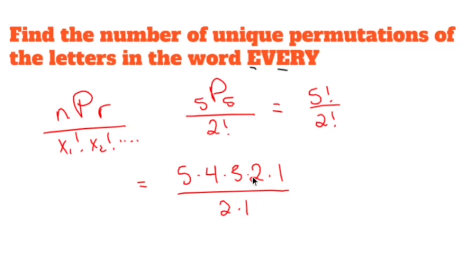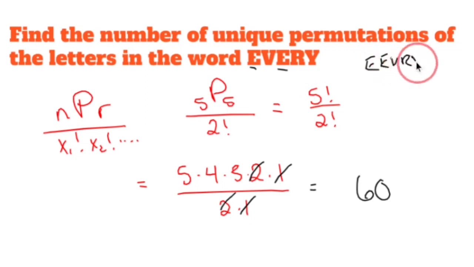Now, if you have something across the top that's the same as the bottom and all you're doing is multiplying straight across, you can get rid of them. And now I don't really need a calculator. 5 times 4 is 20 and 20 times 3 is 60. So there's 60 ways that I can rewrite every to create a different arrangement. And again, since 2 letters repeat, I'm not going to write EEVRY and then switch these E's to make EEVRY again. No, in this case, these guys are the same, so we're not going to repeat ourselves. And that's why I divide everything by 2 factorial, so I can get rid of all those repeats.